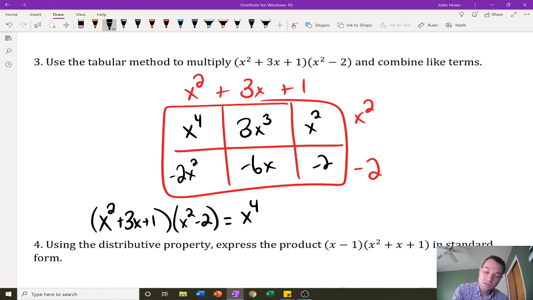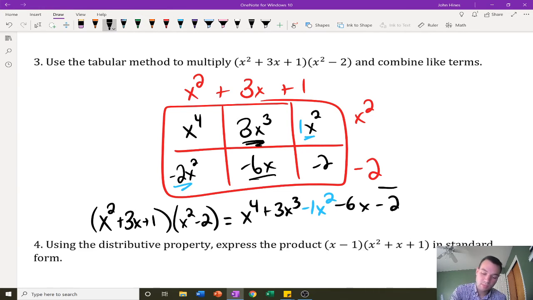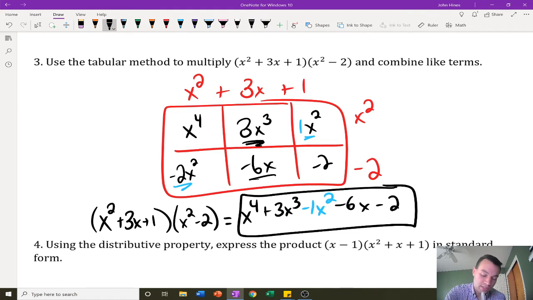How many x to the thirds do I have? Well, I only have 3 of them. This is my only x to the third term. But do notice I have a couple x squared terms there. 1 minus 2 gives me negative 1x squared. There's no other x's, and that's the only plain old number. So that's my answer. The product of these two factors gives me this 5-term polynomial here.